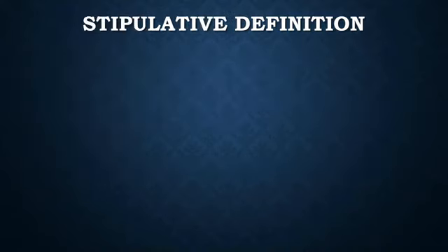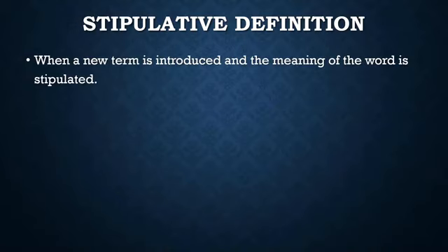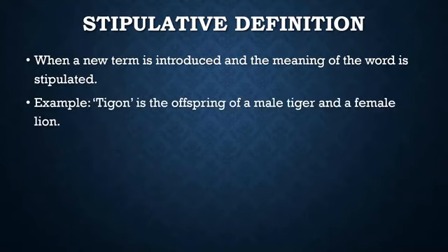Stipulative definitions are when a term is introduced and the meaning of the word is simply stipulated. So this would be when you're introducing a new word into the vocabulary. An example is Tigon, a word introduced a few decades ago. A Tigon is the offspring of a male tiger and a female lion.